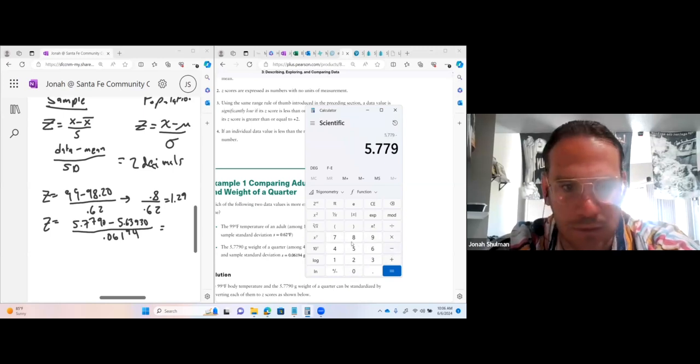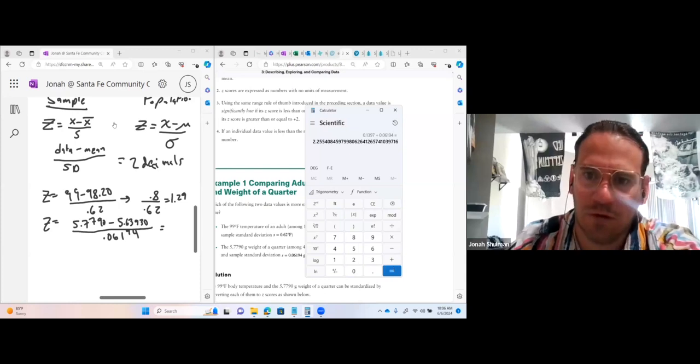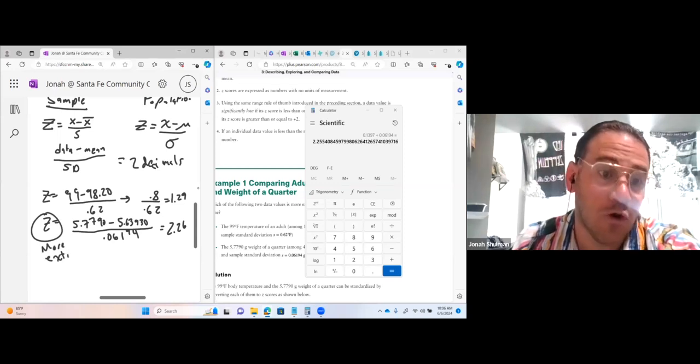5.7790 minus 5.63930, divided by 0.06194. And this z-score is 2.26. You have to round because this one's bigger than 5. So 2.26. The second one is more extreme. All right, I hope that was clear.